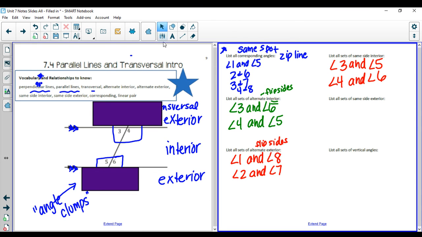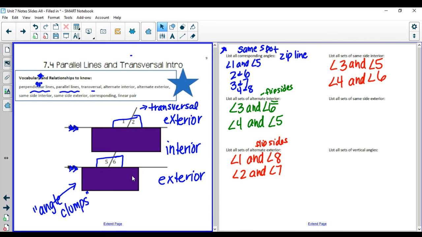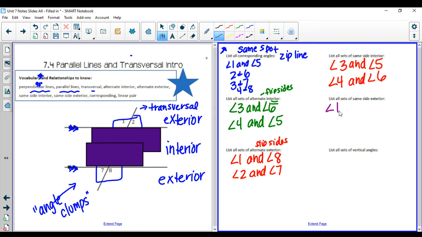We can do the same thing looking for the same side exteriors. So we're going to go ahead and move our boxes so that we are only focusing on the exterior angles. And we are going to do the same thing, staying on the same side of the transversal. So if I start with angle 1 and I work my way down to the other clump, staying on the same side of the transversal, what angle do I come to? So working from 1 down, I'm going to go to angle 7 if I'm staying on the same side. For angle 2, I'm going to go ahead and move to angle number 8.